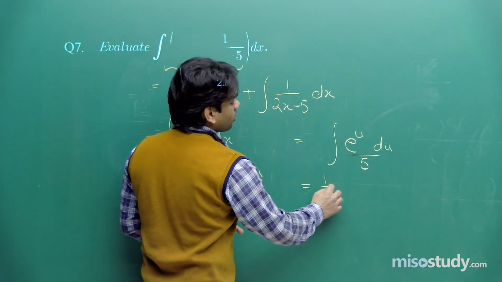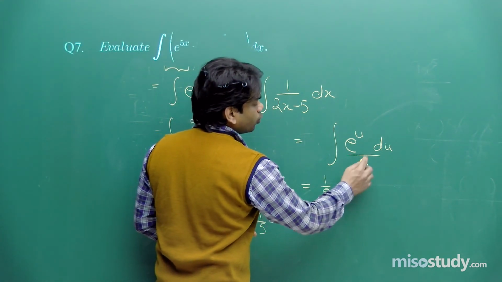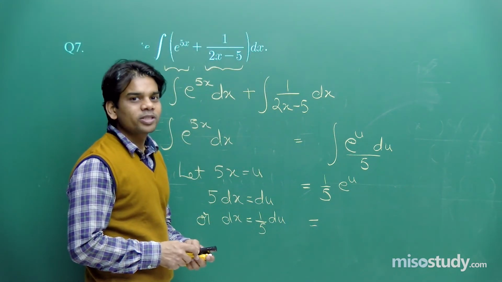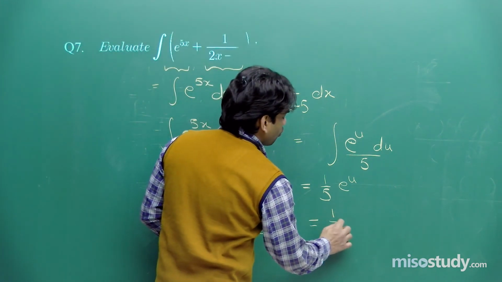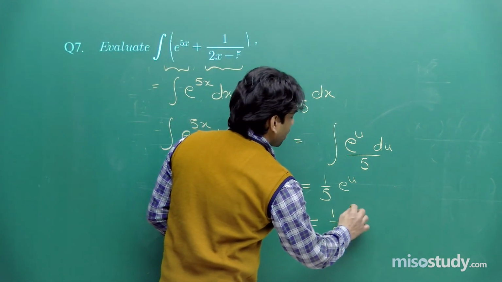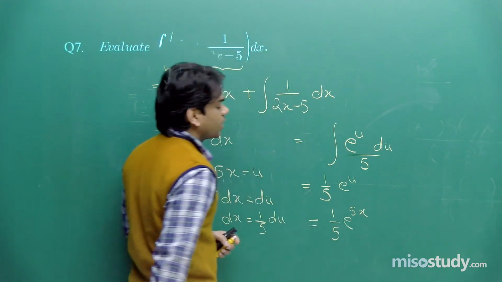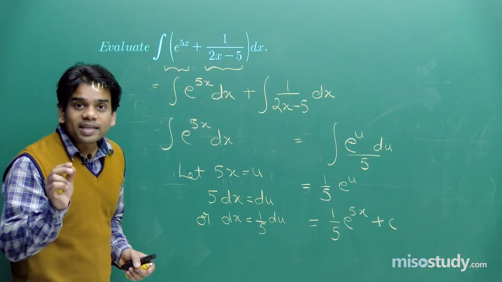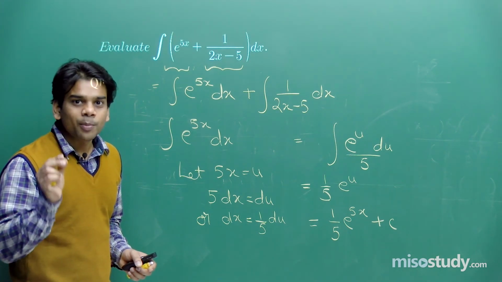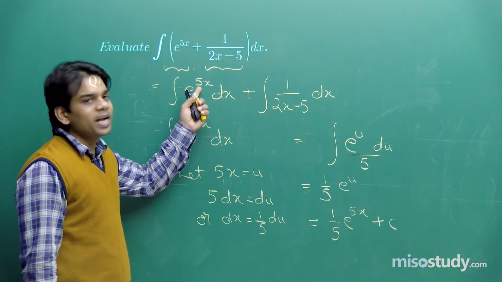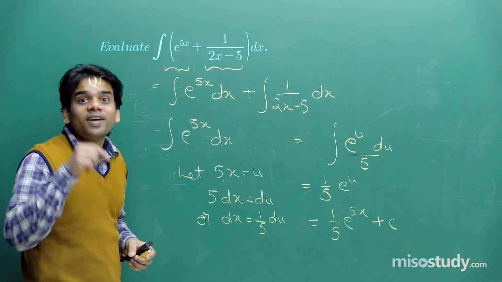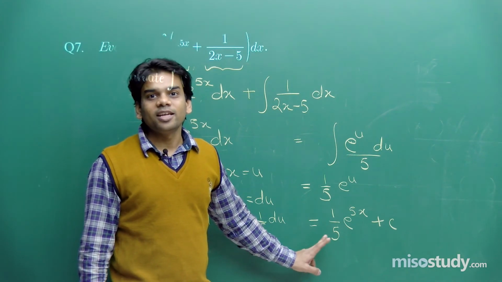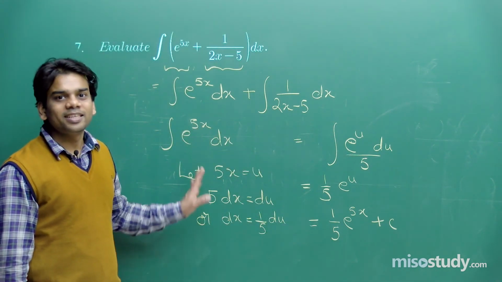So we can write 1 by 5, and e to the power u du will be e to the power u. Now instead of u you can substitute 5x, so 1 by 5 e to the power 5x plus 1 constant, not a problem. So remember the result: whenever a constant is multiplied in the function, you have to divide the result by that constant. Remember this result, and you can directly apply it without going through these lengthy steps.